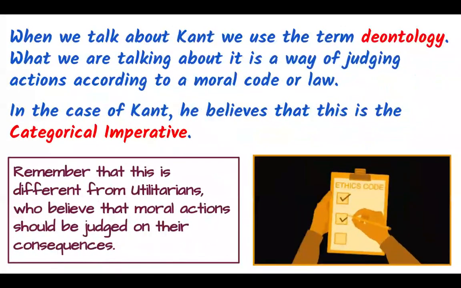Okay, so as I've already mentioned, when we talk about Kant, we use the term deontology. What we're talking about in terms of deontology is a way of judging actions according to a moral code or law. In the case of Kant, he believes that this is something called the categorical imperative. Now, at this point, it's worth remembering that this is different from utilitarians, who believe that moral actions should be judged on the consequences of those actions.